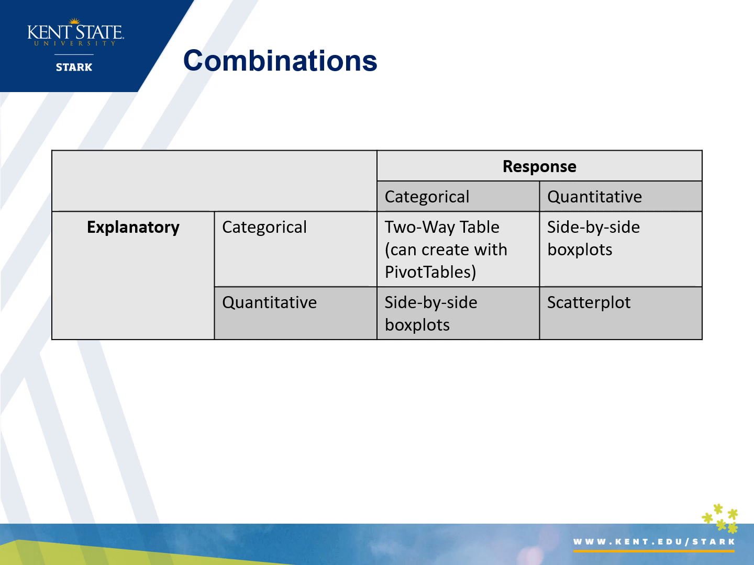Second, we may have one of the variables be categorical and the other quantitative. In this case, we'd use side-by-side box plots, with a box plot for each category, and the quantitative variable is used to determine the shape of that box and whisker plot. Third, if both explanatory and response variables are quantitative, then we could use a scatter plot.